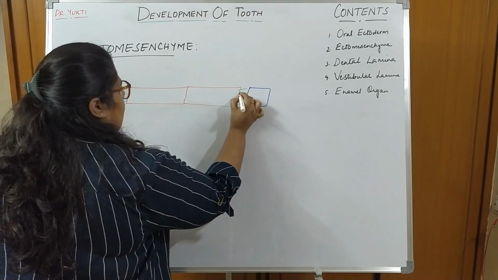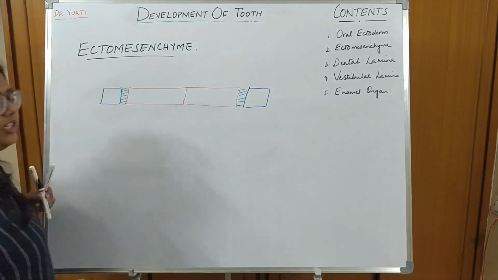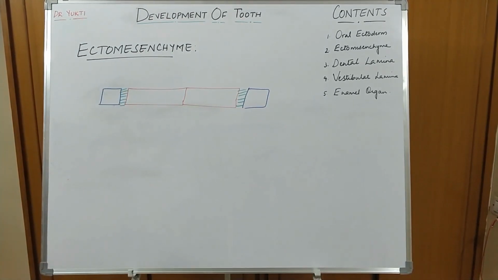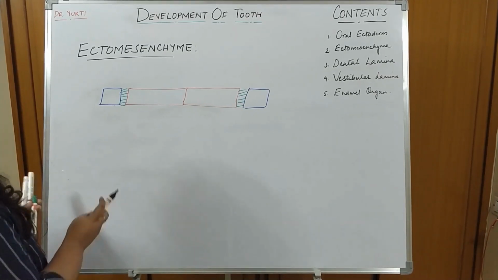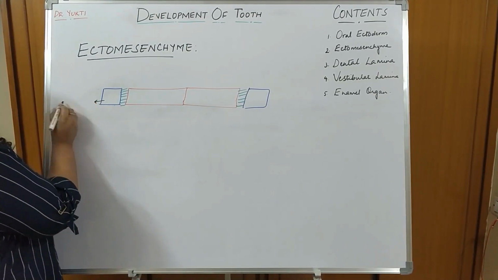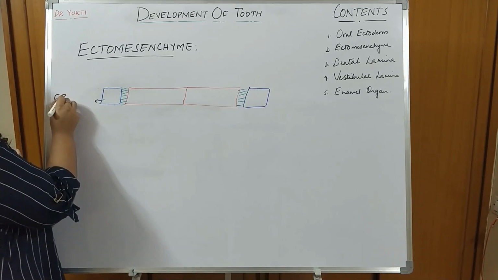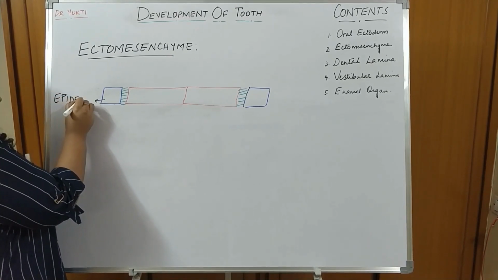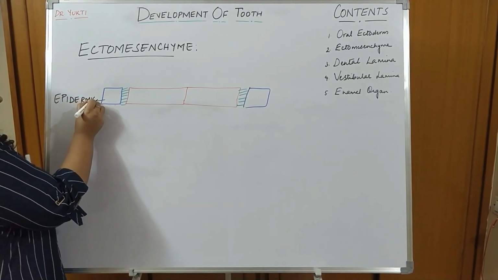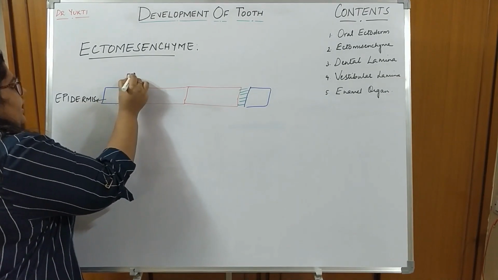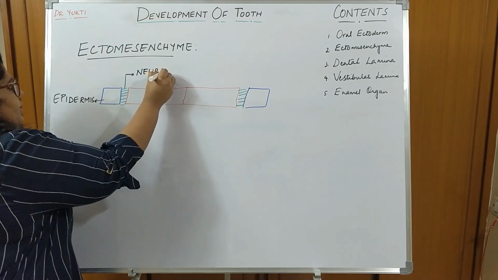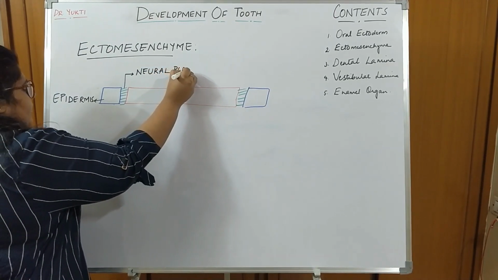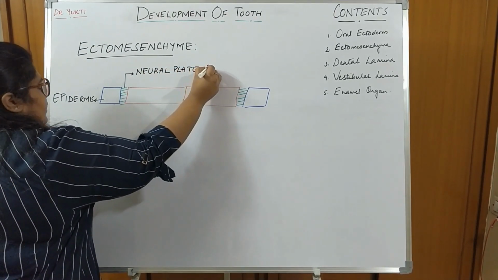Okay, and the green color shaded area is the neural plate border. It is present between the epidermis and the neural plate. So let me label it here. This is the epidermis, the blue color. The green shaded area is the junction between the neural plate and the epidermis, which is the neural plate border. Neural plate border.